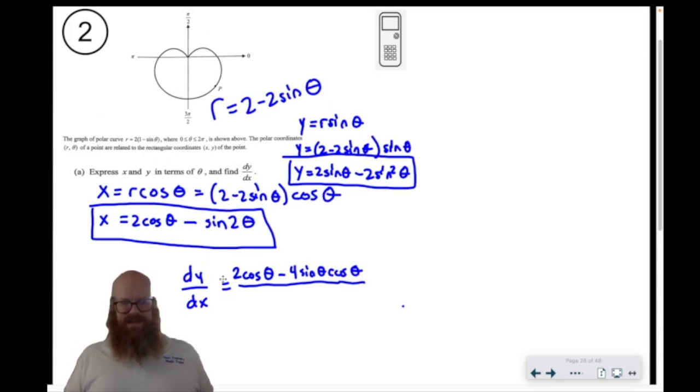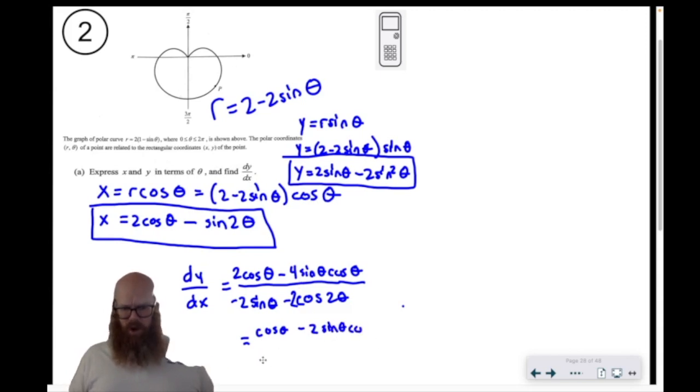Now on the bottom I have dx d theta. Well, the derivative of 2 cosine theta is negative 2 sine theta. And the derivative of sine 2 theta is 2 cosine 2 theta. Again, I'm doing chain rule. We could definitely get rid of the 2's. So I could just do cosine theta minus 2 sine theta cosine theta, and then all over negative sine theta minus cosine 2 theta.